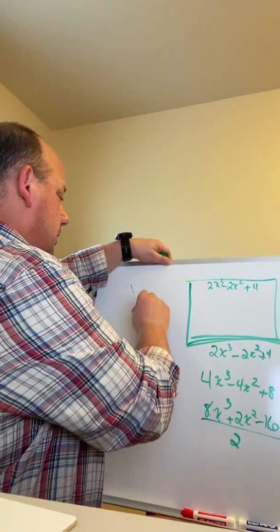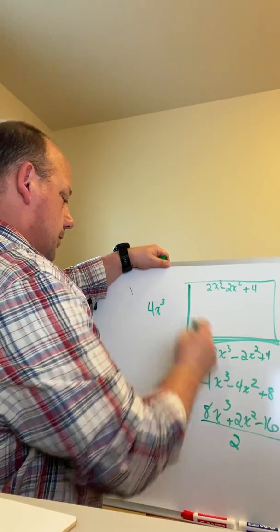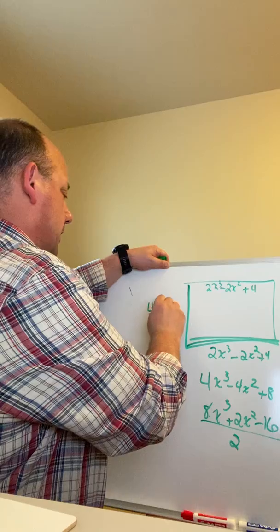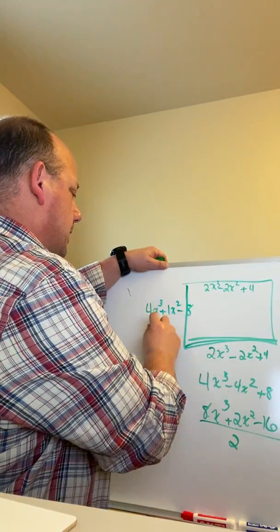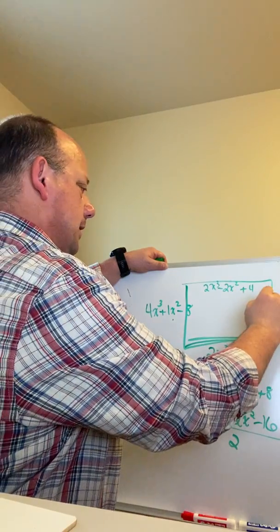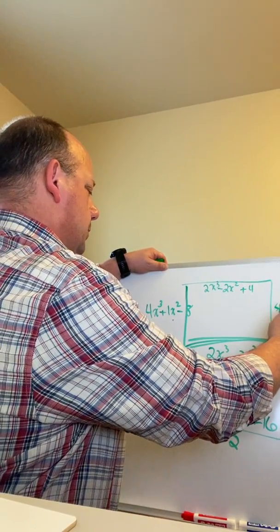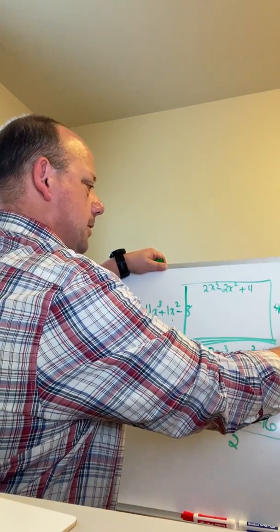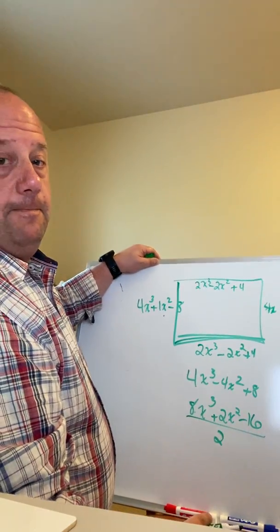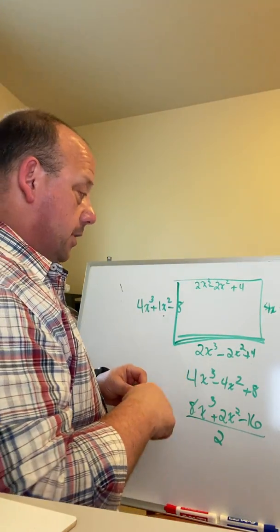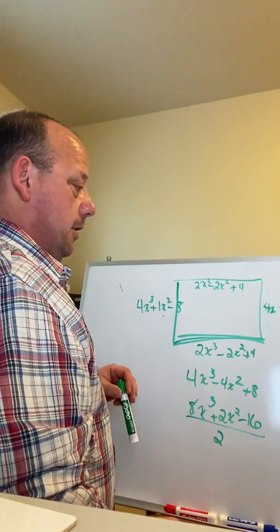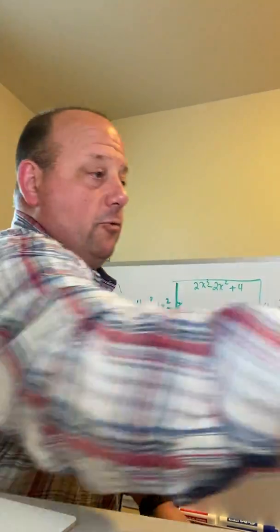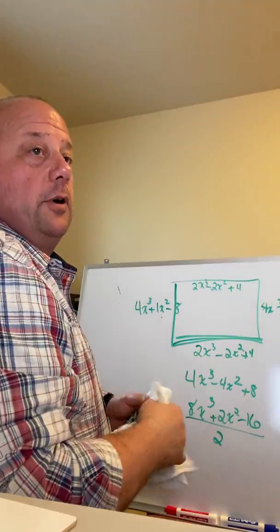8 divided by 2 is 4x to the third. 2 divided by 2 is a positive 1x squared, and negative 16 divided by 2 is a negative 8. That means both of these sides are 4x to the third plus 1x to the second minus 8. That's how that one works. Pretty simple. You've been given this, you know those are both the perimeter. It works out nice. Now, really quickly, let's go to number 12.